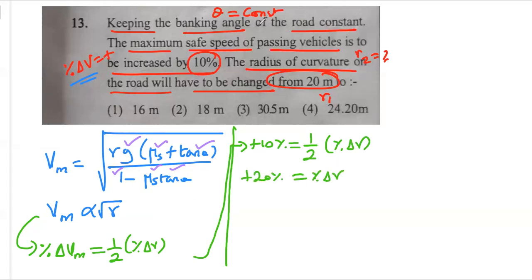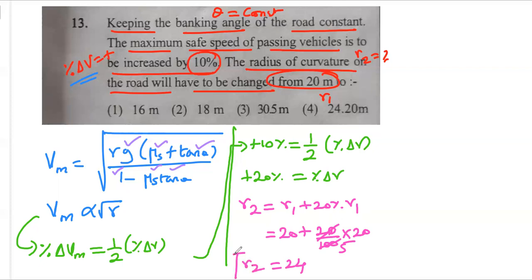What does it mean? The new R is 20% more. So R1 plus 20% of R1. 20% means 20 by 100 into R1, which is 20. So this gives me 5 times 5 fours are 20, so R2 is 24. The closest answer here is this; R2 is 24. We can pick it.